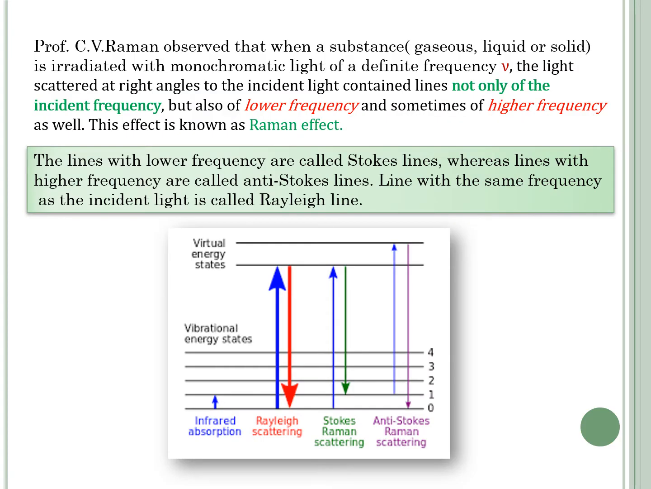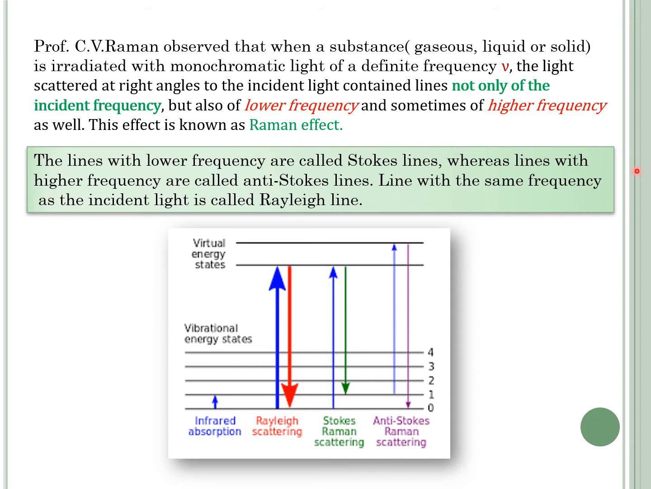Professor C.V. Raman observed that when a substance, whether it is in gaseous, liquid or solid state, is irradiated with monochromatic light of a definite frequency nu, the light which is scattered at right angles to the incident light contained lines not only of the incident frequency but also of lower frequency and sometimes of higher frequency. This effect is known as Raman effect.